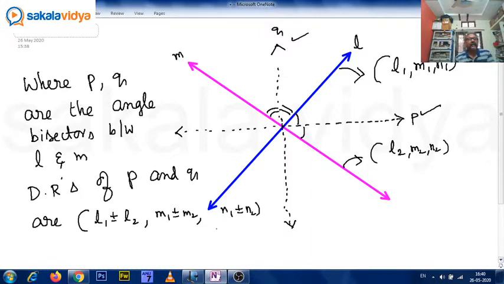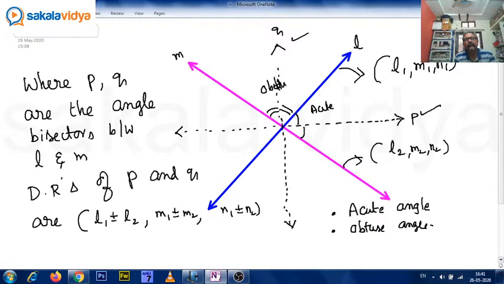That means here actually two types of angle bisectors we shall get. One is acute angle bisector, other one is obtuse angle bisector. For example, if this angle is actually acute angle, obviously this angle will be obtuse. For example, this angle is acute. This will be 180 minus theta, obtuse angle. So two types of angle bisectors we shall get. Yes, Niviredi, absolutely correct. That also we are going to discuss.